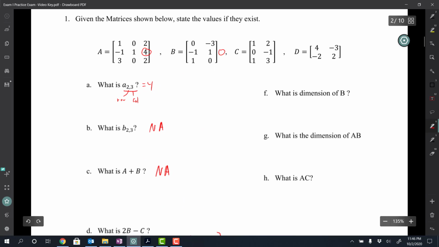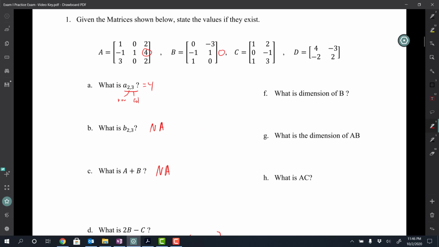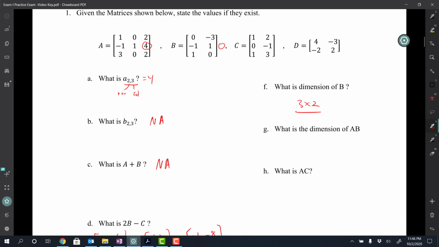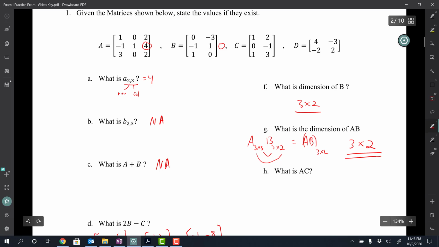All right, we'll go back up at the top, part F. What is the dimension of B? This is a 3 by 2 matrix. Remember, this goes rows and columns, rows by columns. What is the dimension of AB? Well, A is a 3 by 3 matrix, and B is a 3 by 2 matrix. These inside values match. That tells me I can do the multiplication. And the outside values will be the dimensions of the product. So whatever this value I get here of A times B, it's going to be a 3 by 2 matrix. So this will be a 3 by 2 matrix.